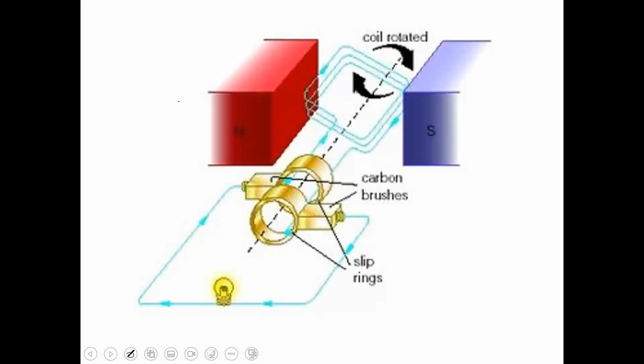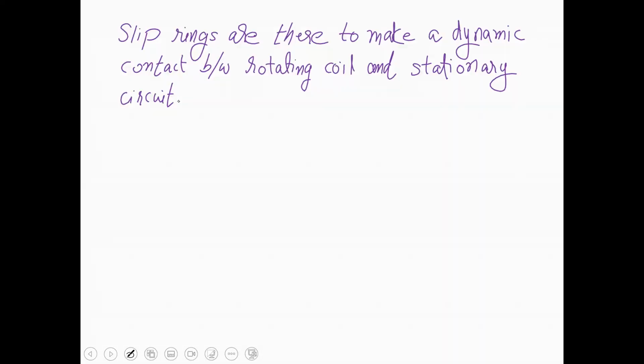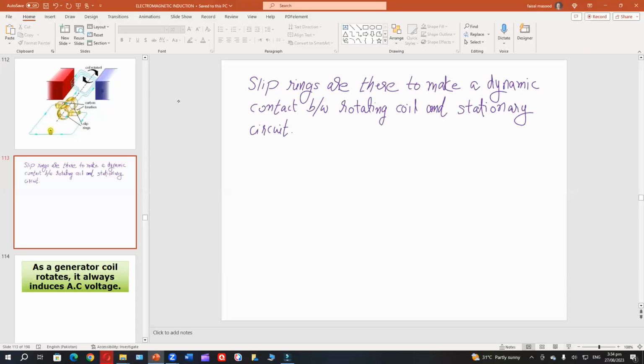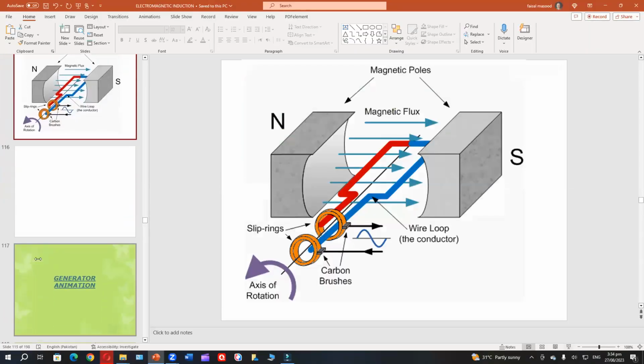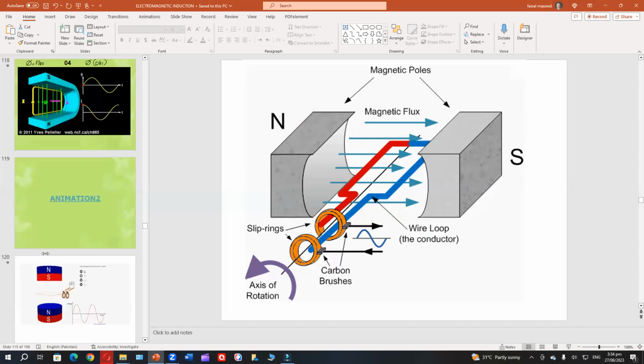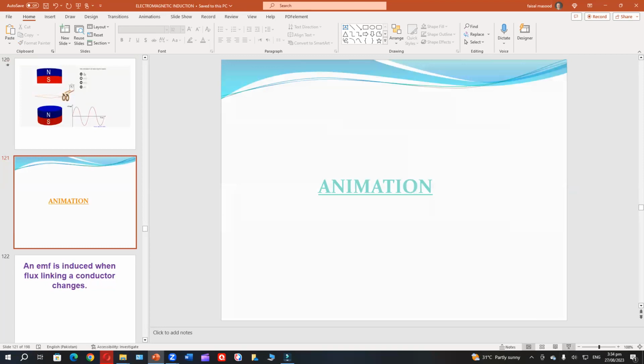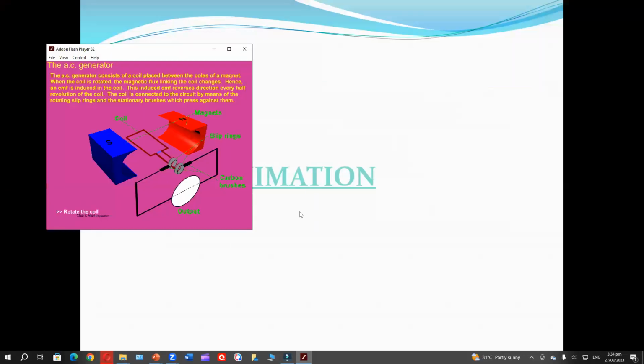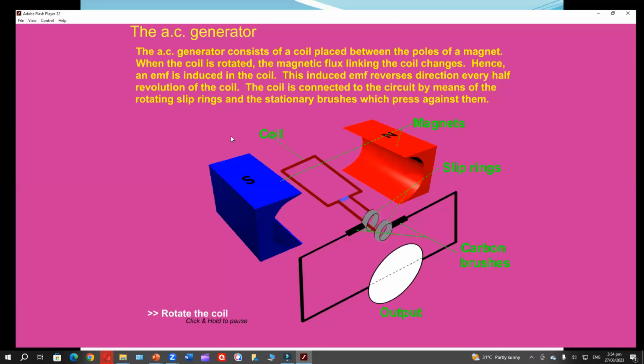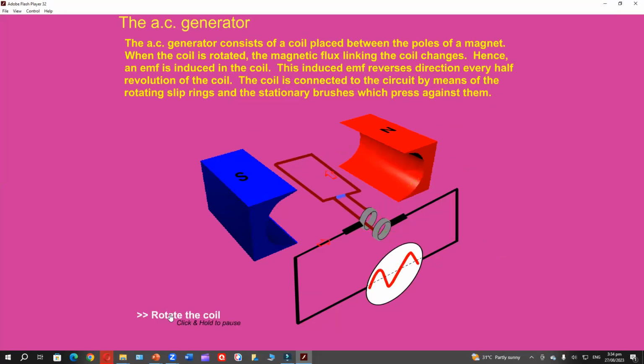This is the coil. You can look at the coil. There are two slip rings, and I will show you that animation again, which can give you the idea. Now you can see the circuit. Look at this oscilloscope, the white circle. This is an external circuit. Now carefully see, the rings are moving and there is a slip ring.